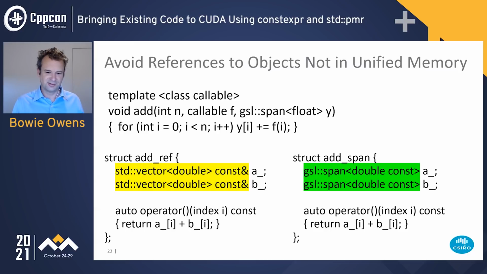Okay, so now that we've looked at using unified memory to do our allocation and solve our access problem, we've just gotten one question that relates to this slide. Shouldn't the callable operator on the add functions be marked as device?